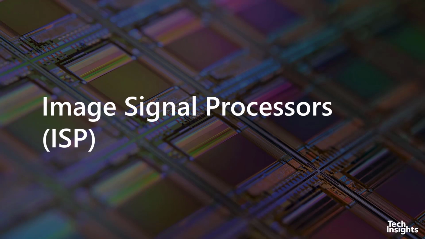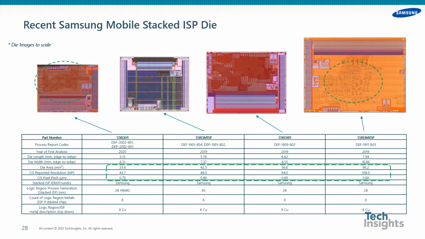Next, we would like to briefly comment on image signal processors. This slide shows recent Samsung mobile stacked ISP die. Here we show the ISP associated with the GH1 sensor, the GM1, the GW1, and the HMX sensors. What we would like to note here first is that all die images are to scale here, so the size is really of increasing order.